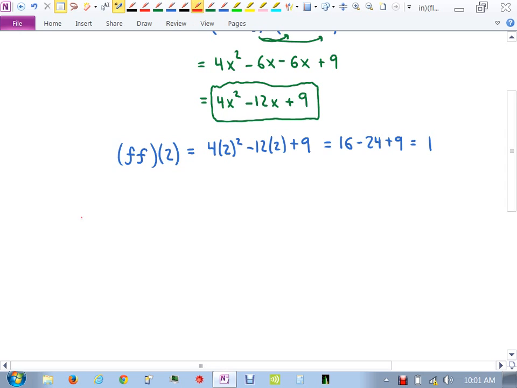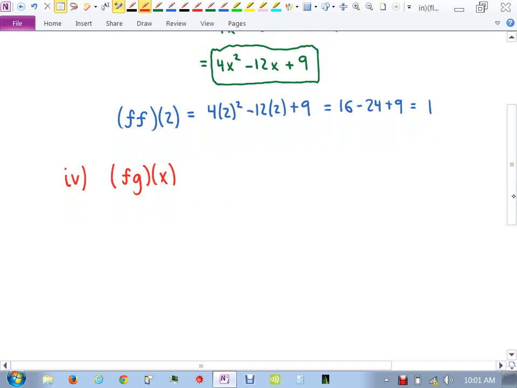Now, I'm going to do another one. I'm not ready for division. I want to go to something a little more classic. This is something you would probably see in the book more often. fg of x. That means you take the f function, you multiply the g function, right? So I'm going to take my f function, multiply my g.